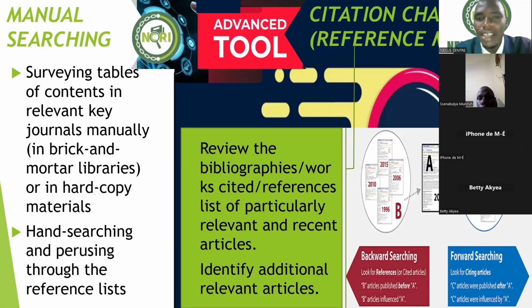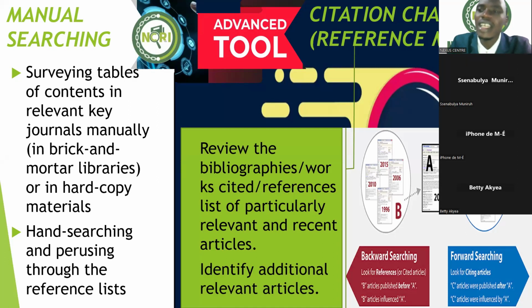The other advanced tool that you can use to search for relevant literature, and I am not taking you away from what we are trying to dive into, is this. What we are trying to know is how I can get literature that is focused on my study of interest in the shortest time possible. Because if you take a lot of time looking for literature, it demoralizes you. So the next method is citation chaining, or what some other people call reference mining.